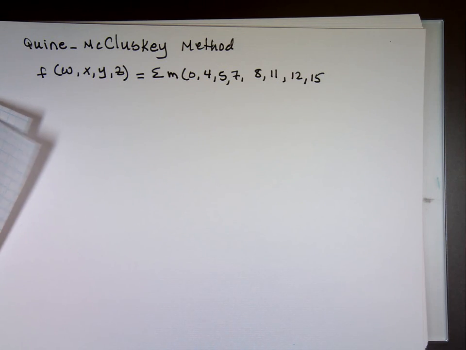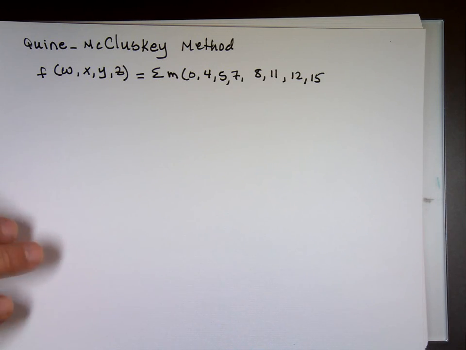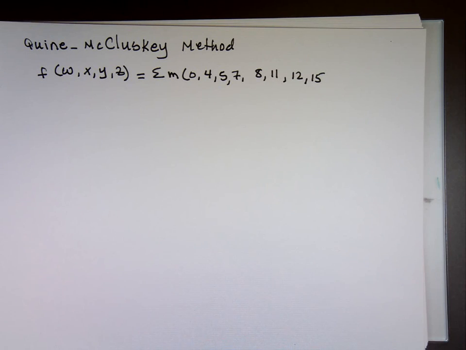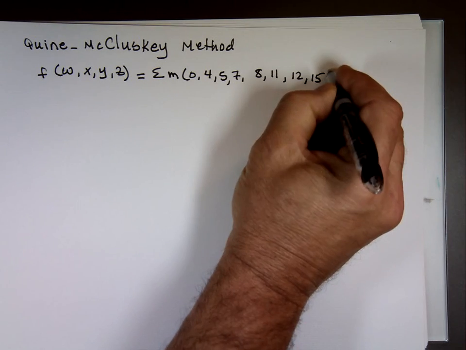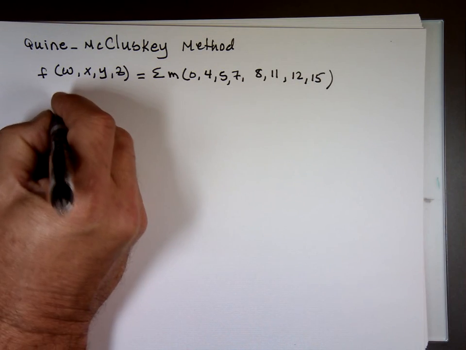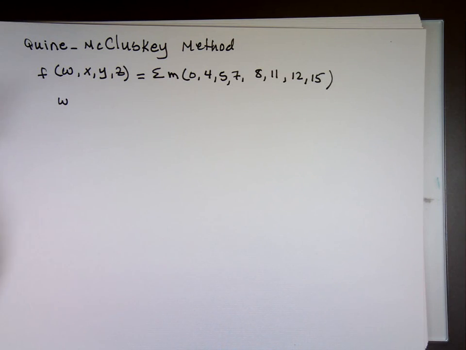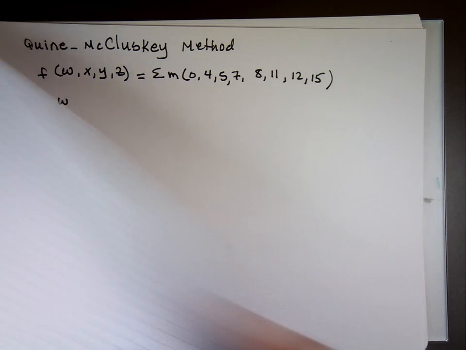So the Quine-McCluskey method. Now, we want to simplify this expression. We'll do it both ways. We'll see if we get the right answer at the end. Now, I have these expressions. So this is W. Let me actually use the graph paper. It will be nicer.